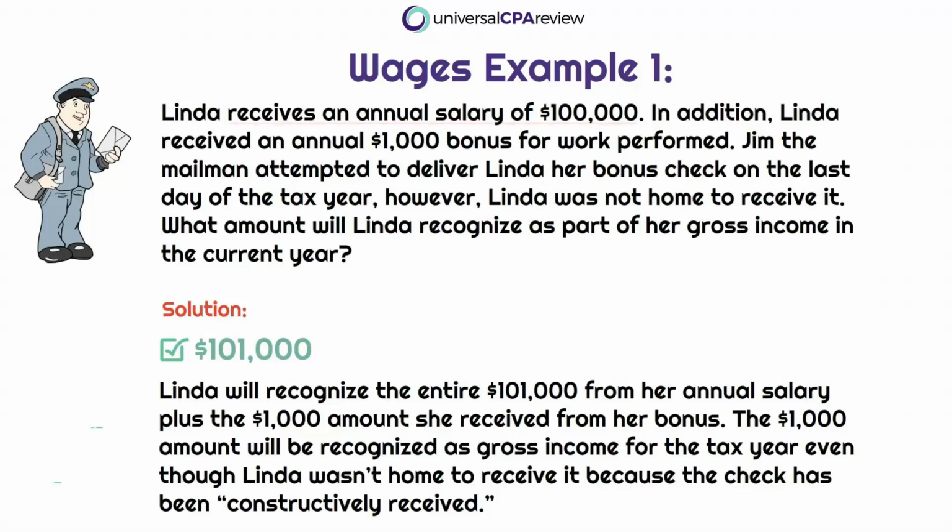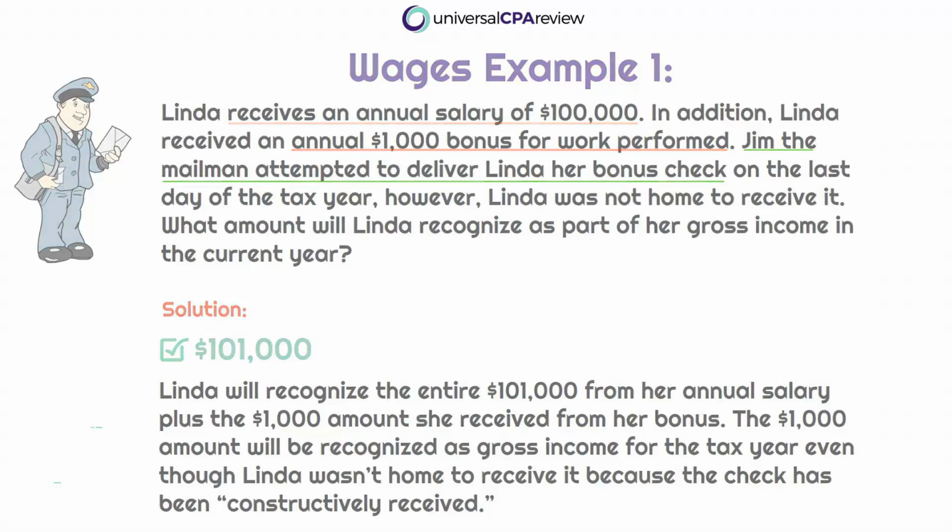Naturally she's going to include the $100,000 salary, right? That's the total amount that she received from work. What about the bonus? Yes, that is money that she received from working, but she didn't actually receive the check. I thought we said that only cash received is going to be considered taxable income, right? Isn't tax reporting the cash basis of accounting? Yes, but this is considered constructive receipt, right? We remember that Jim the mailman tried to deliver it, but she wasn't home.